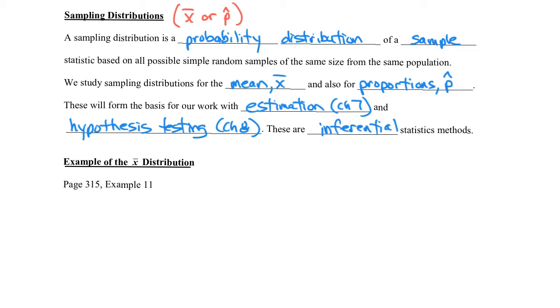So the book has an example of the X-bar distribution, the sampling distribution, and it's actually one of the best ones I've ever seen. So I like to use the book's example. And also it's got 500 pieces of data all on one page, and it's just easy to follow and to figure everything out. So what you'll want to do is take a look at this. Well, let's say this. So on page 315, here's what this is. I'll give you the background.